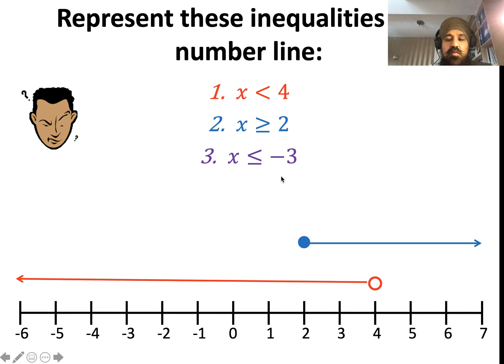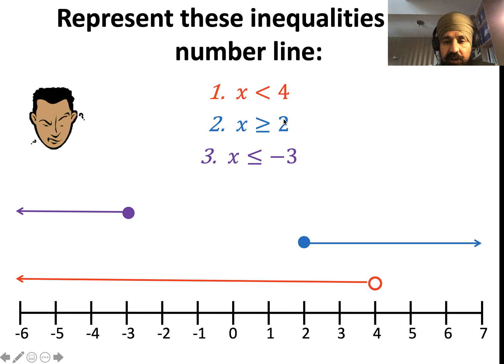Next one, x is smaller than or equal to -3. The clue is the equal sign here, so it'll be a shaded sign again. -3 is here. You draw a closed circle, and because it's smaller than, it will go in the left direction. You can use different colors to indicate this, whichever makes life easier for you. Okay, we stop here, and we look at the next section next time.